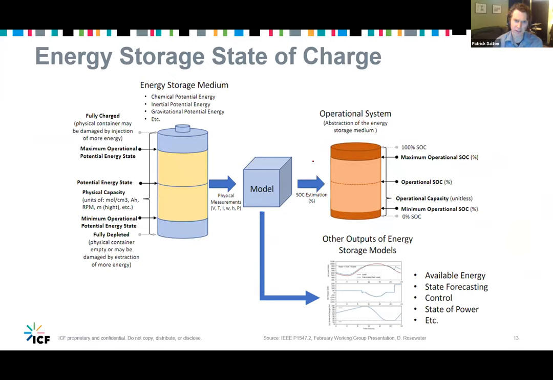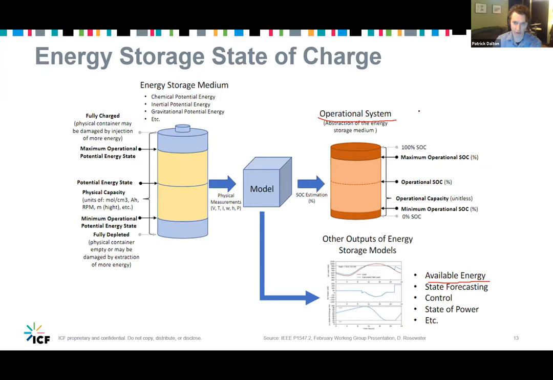But the energy storage state of charge is really an important aspect from the grid operator viewpoint. And what we're finding out through these IEEE discussions is how much of an abstraction the state of charge or available capacity really is from a grid operator standpoint. So what we see on the right here is the operational system. From a grid operating standpoint, you want to know potentially your maximum state of charge and your minimum state of charge, so you have an idea of what's in that storage unit. But what might be even more important is the available energy in the system, which is related to the state of charge, but depends on a number of other factors like discharge rate and temperature, among others.